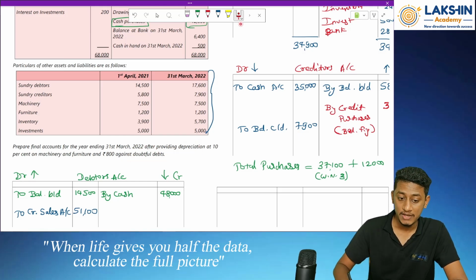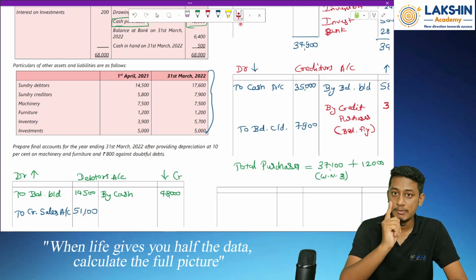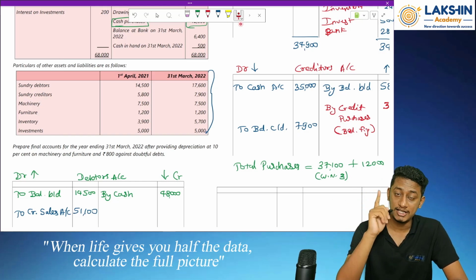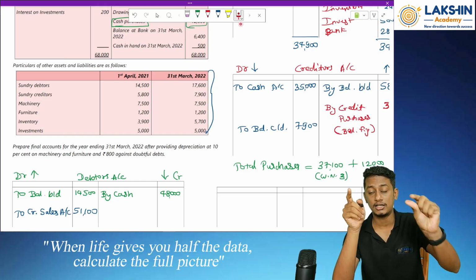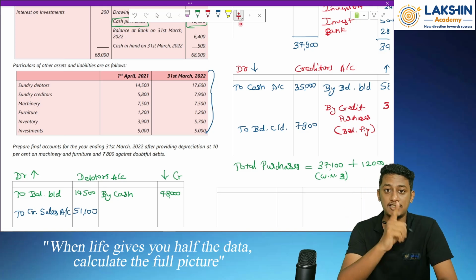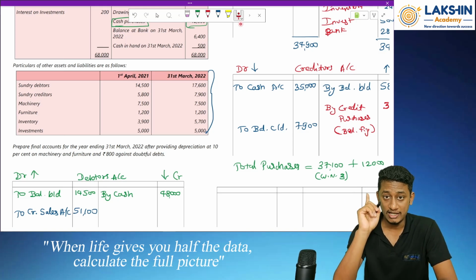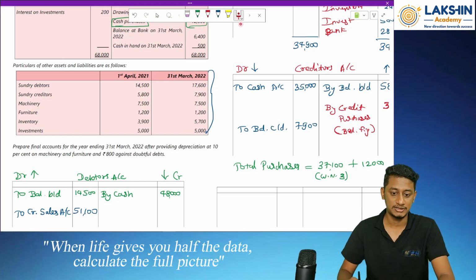And remember this, provision for doubtful debt won't come in my debtors account. Only bad debts come in my debtors account. Provision for doubtful debts won't come because it's a provision created, and provisions are not charged to my debtors account. It's charged to my P&L account, and from P&L account we charge it to my balance sheet. And in balance sheet we show it as a subtraction from the debtors value. This is how we do it. This has been dealt in the final accounts of sole proprietor chapter. Remember this.